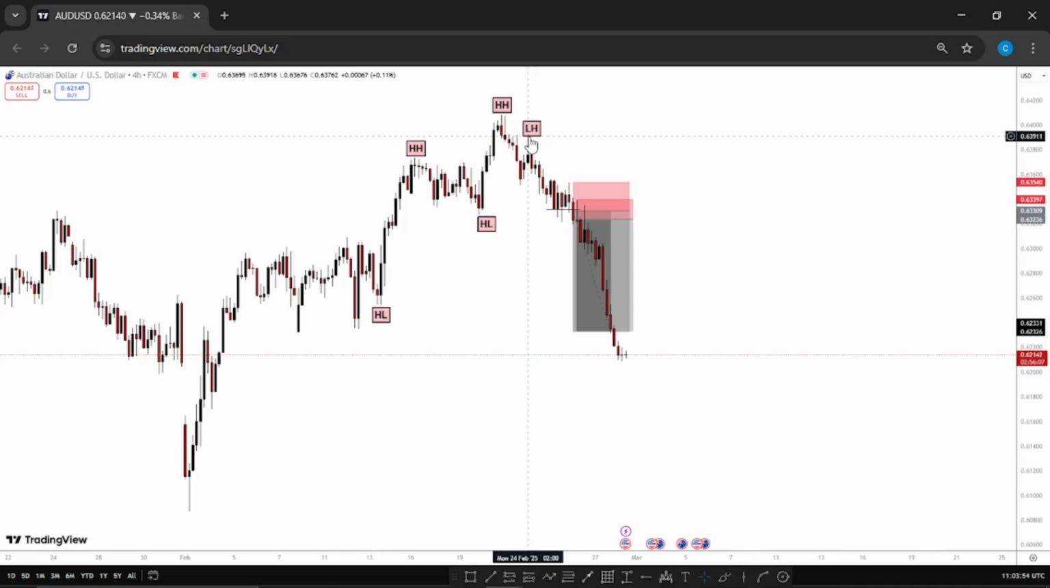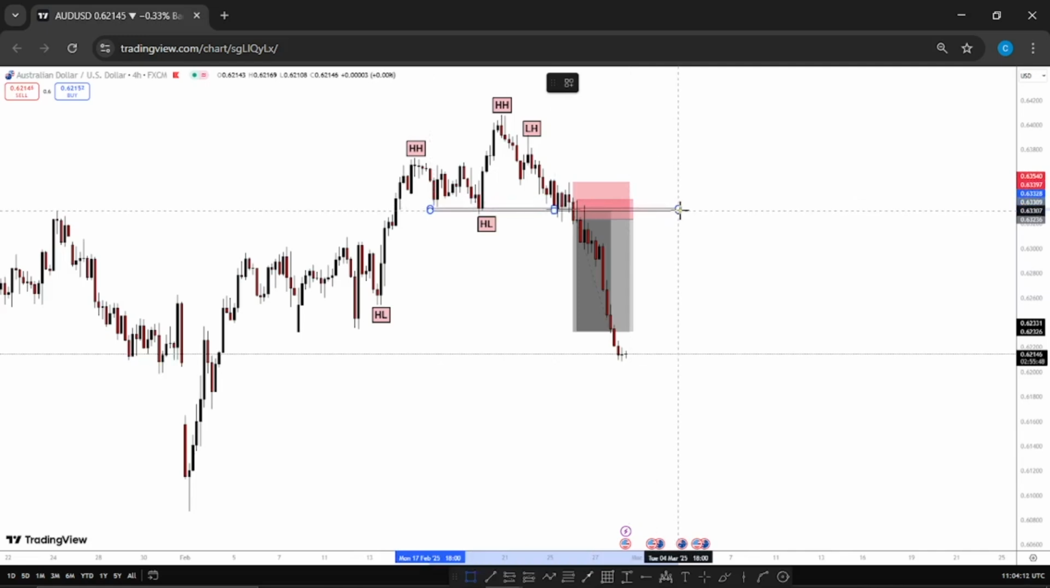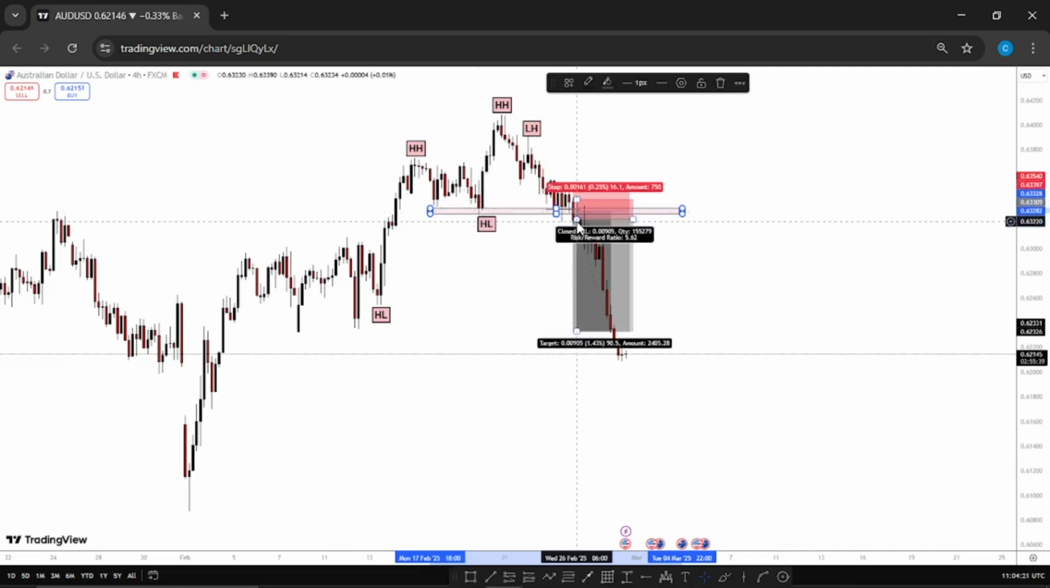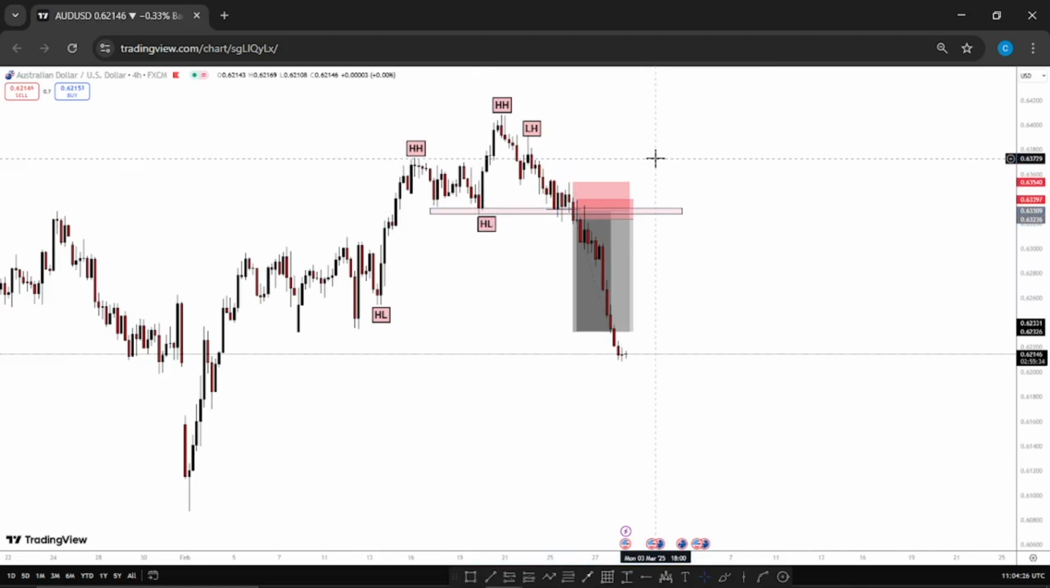The next thing we identified was our key levels. And since we're in a bearish market structure, what key level did I identify? We identified what support to become what resistance. So meaning this higher low, which is our support, is supposed to become what, our resistance, isn't it? So after we've identified our key level, what was the next thing I did?